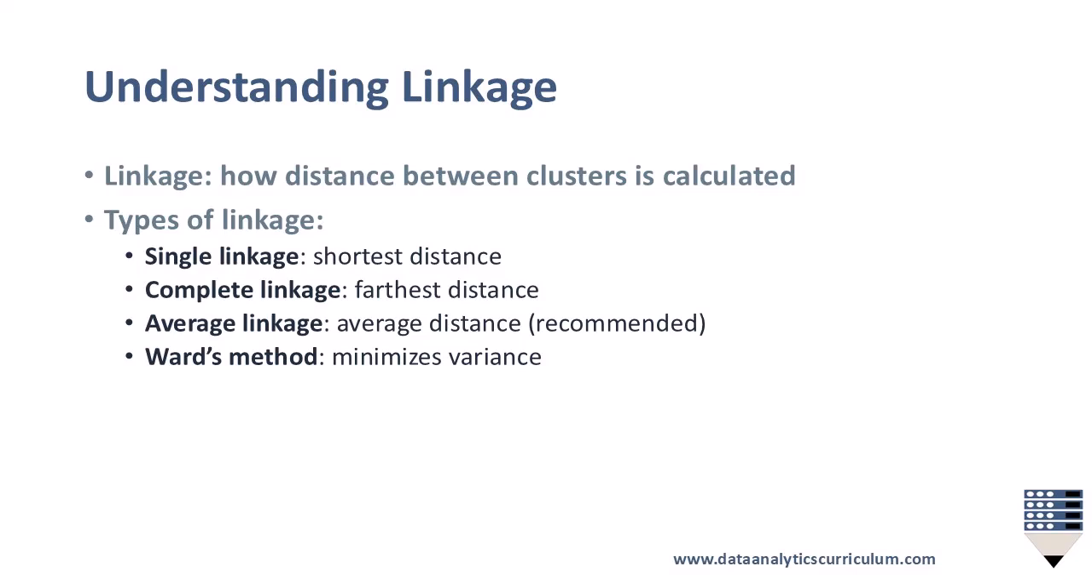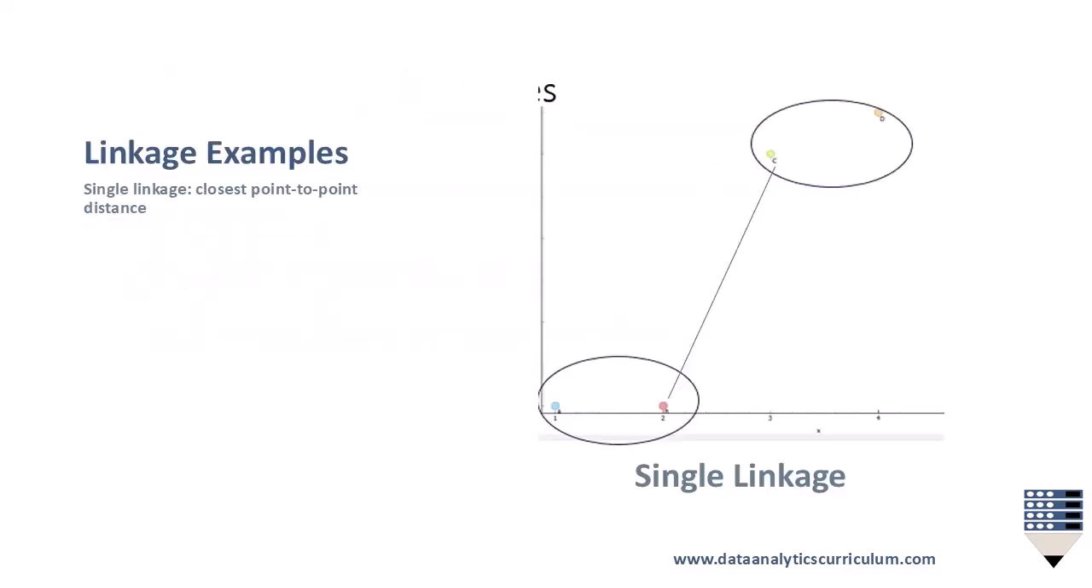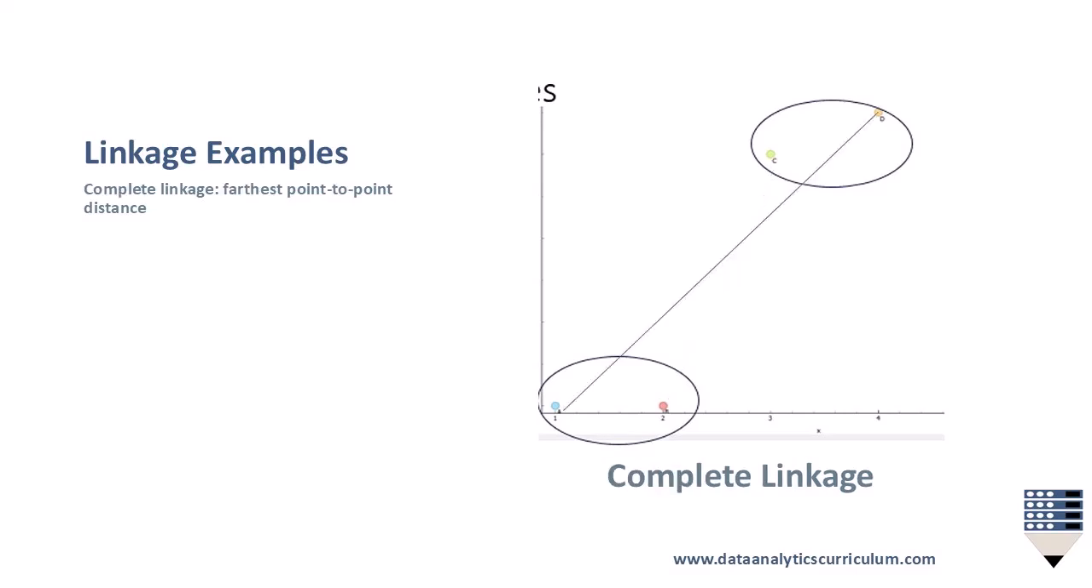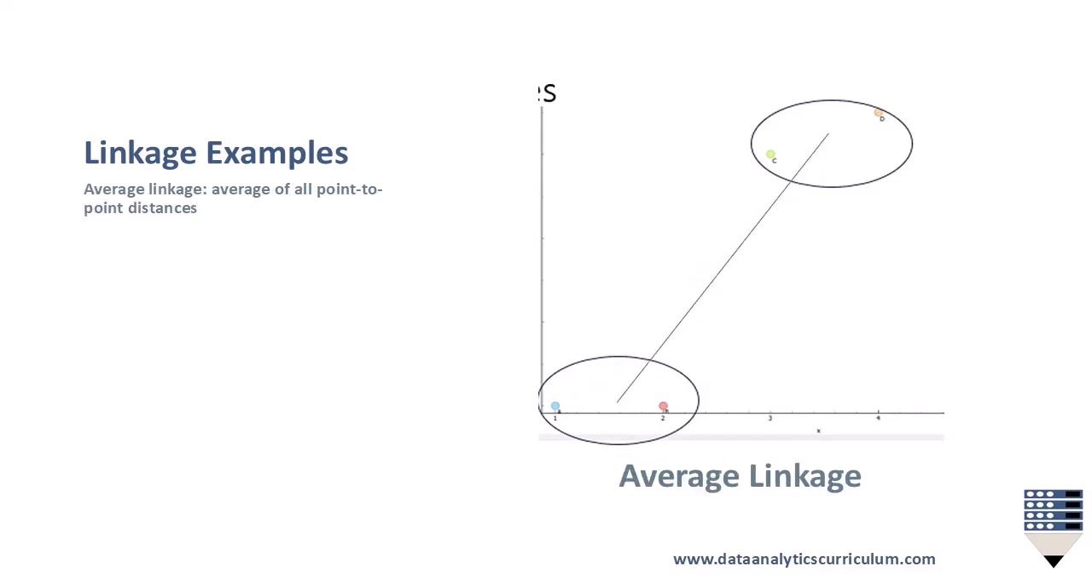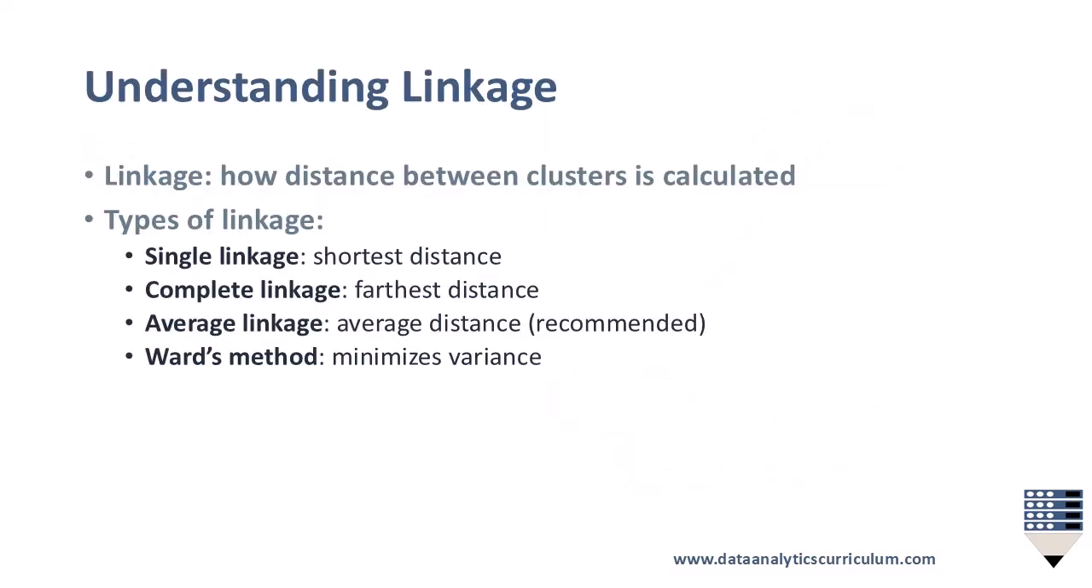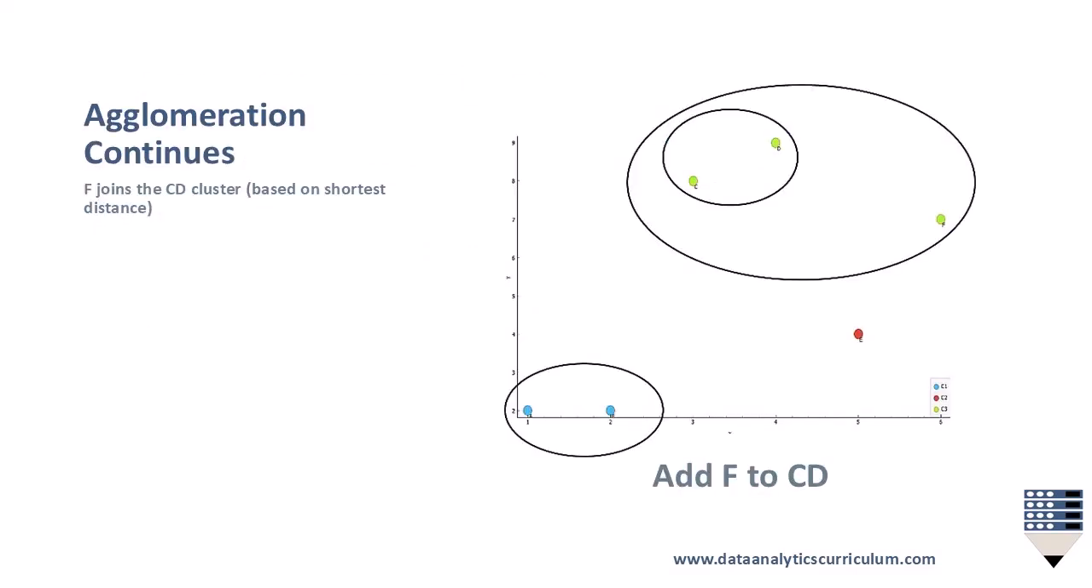Understanding linkage. Linkage defines how the distance between clusters is measured. Single linkage uses the shortest distance between any two points in the clusters. Complete linkage uses the farthest distance between points. Average linkage uses the average of all point-to-point distances, which is often a balanced choice. Ward's method merges clusters that minimize the increase in total variance.